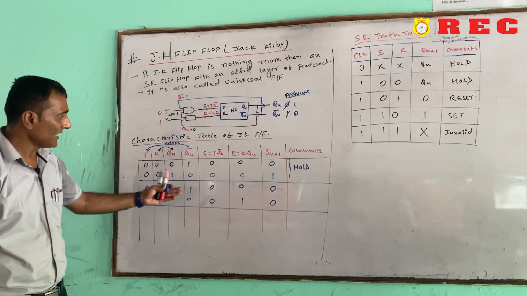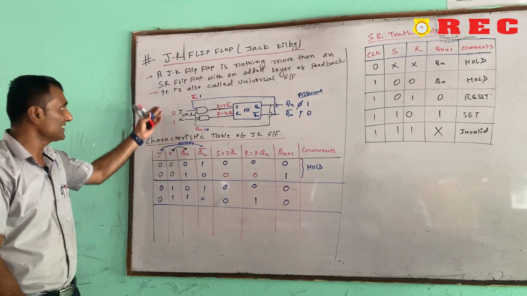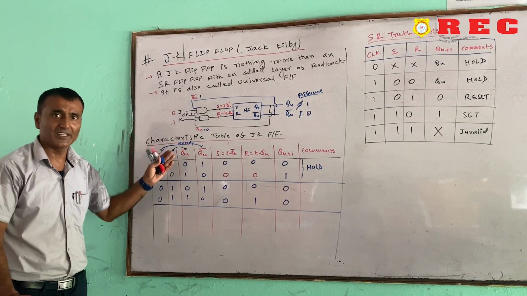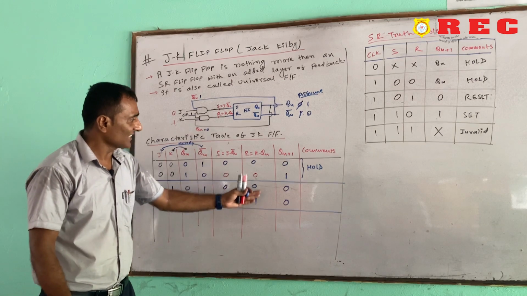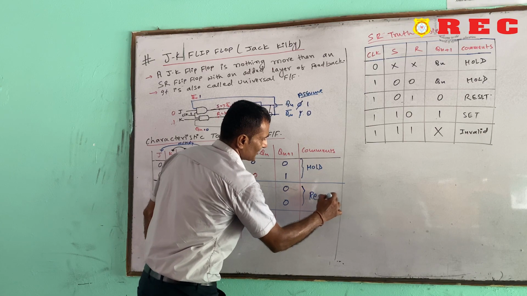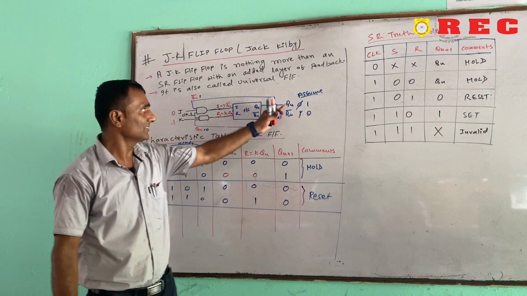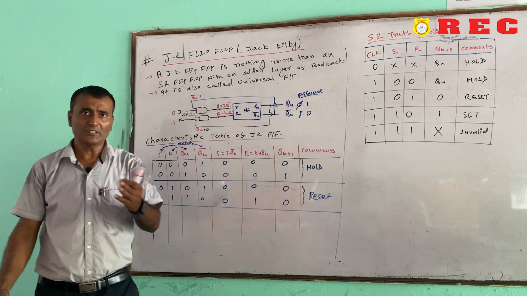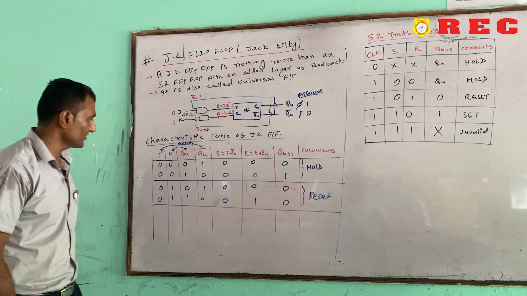So, what you have seen is that in this same condition, when j is equal to 0, k is equal to 1, again this circuit gives 0, 0, and this condition we will call the reset condition. Whatever Qn will be, 0 or 1, whatever you assume, the output will be reset.